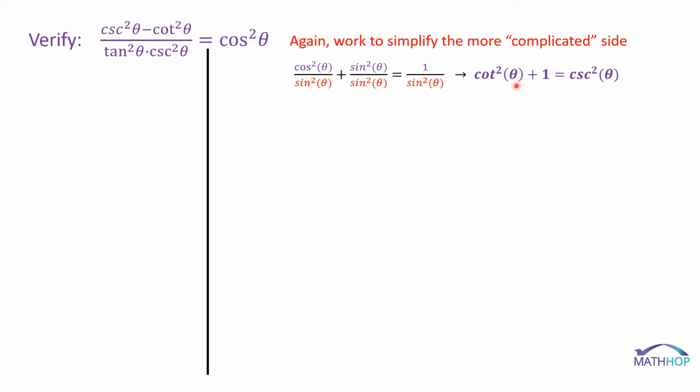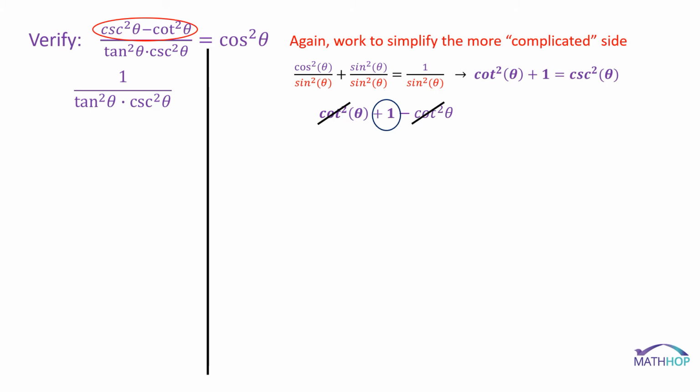And I know you're thinking, well, you're replacing this one monomial with a binomial, 2 terms. But watch what happens. When I do that, cotangent squared plus 1 minus cotangent squared is what I get in the numerator. I replaced cosecant squared with this guy right here. So what's going to happen? Cotangent squared minus cotangent squared is going to be 0. I'm simply going to be left with a 1. So now what's in my numerator? 1. So I have 1 over tangent squared of theta times cosecant squared of theta.